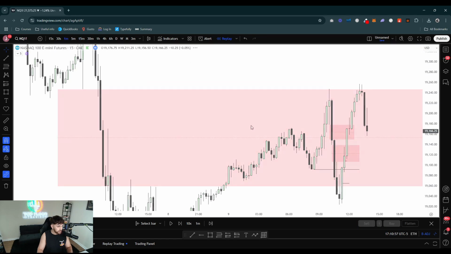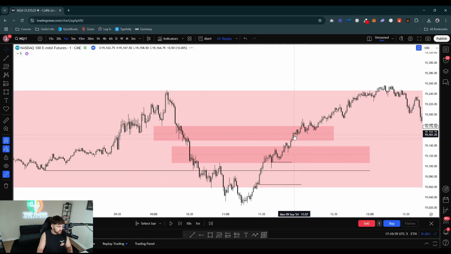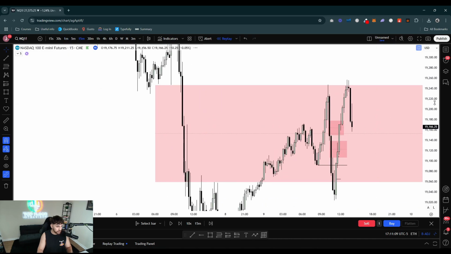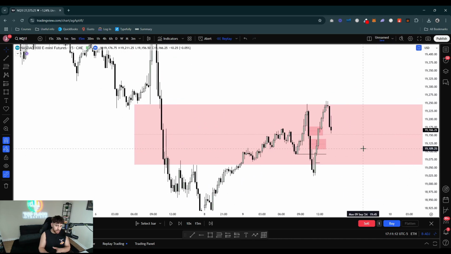Let's go to the 1 minute. And you can see we don't have a change in delivery anywhere right here. So after seeing that, we could assume that the draw on liquidity is going to be this 10 a.m. high, this morning high, and we end up hitting it right there. All right, so that's how I would look for continuation off of a higher time frame PDA array, at least in this example here, right?